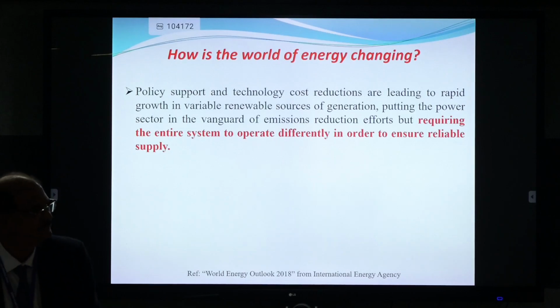Finally, policy support and technology cost reductions are leading to rapid growth in variable renewable energy sources, which is what the other speakers were talking about earlier. These sources are not dispatchable, but we need a technology that makes these renewable energy sources dispatchable, of course not at a high cost, but at an affordable cost. This puts the power sector in the vanguard of emissions reduction efforts, but requires the entire system to operate differently in order to ensure reliable power supply. So we have some technologies, and we need to develop further technologies. Along with the new and existing technologies, we have to coordinate and operate the system entirely differently.